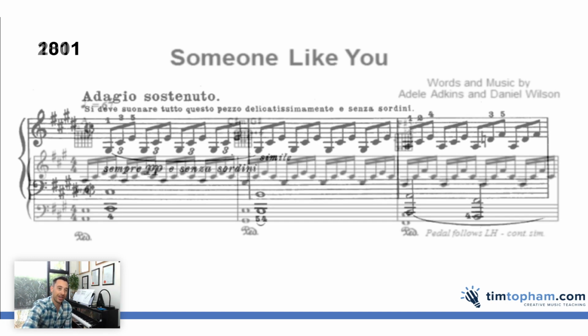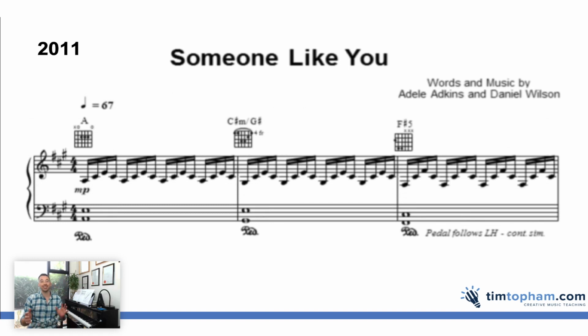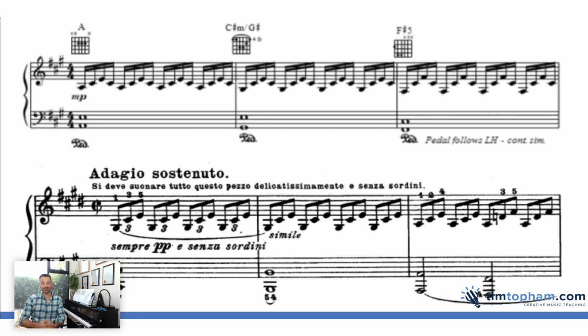Let's compare it to a piece of music written in 2011. It's called Someone Like You by Adele, and most of you will probably recognize it. And if you didn't quite get the similarities, let's have a look at them juxtaposed next to each other.